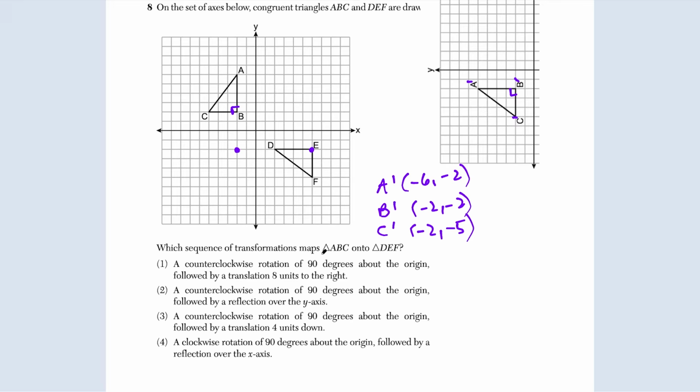We're going to start off with a rotation of 90 degrees counterclockwise about the origin. And then we're going to be translating 8 units to the right. And that's going to give us choice 1. Now let's do a quick run through. Why are these answers wrong?